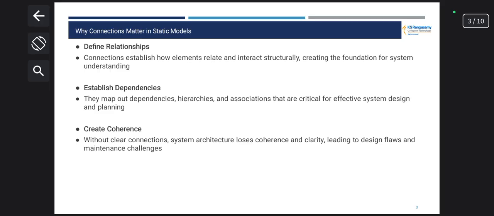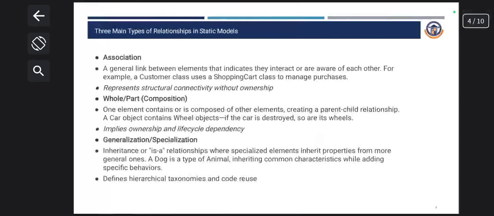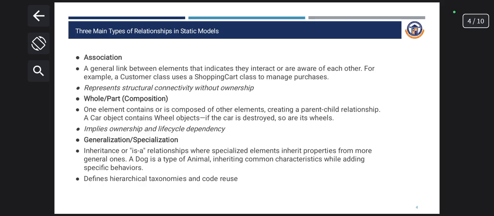So there are three types of connections available here. The first one is different relationships, and then dependencies and coherence. The next one is the main types of relationships in static models. There are three main relationships that you need to know.